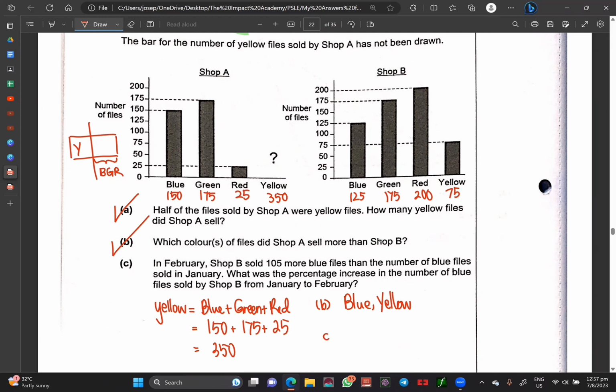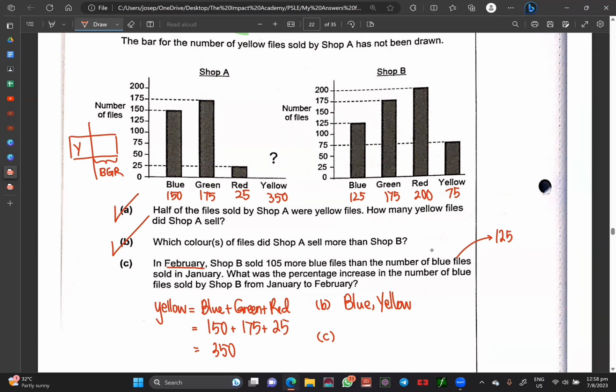Okay, and of course, finally in C, right, it says in February. Okay, so no longer looking at this bar, okay? All right, because they're asking us for February, okay? So February is not these bar graphs, I apologize. Now, shop B sold 105 more blue files than the number of blue files sold in January. So let's ask ourselves, how many blue files sold in January for shop B? We can see that it's 125, okay?